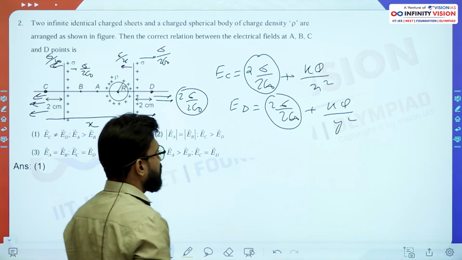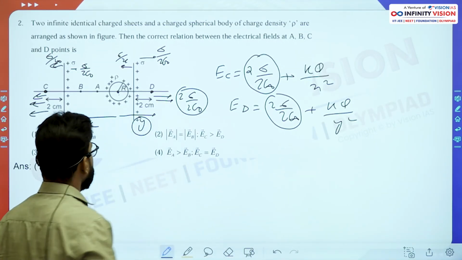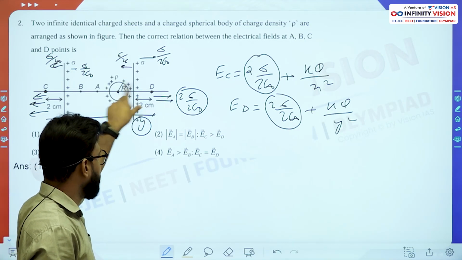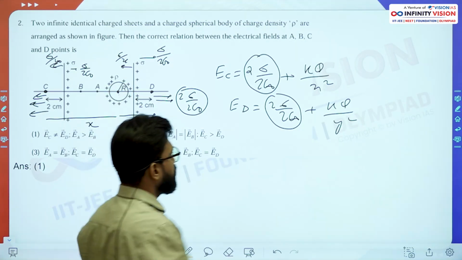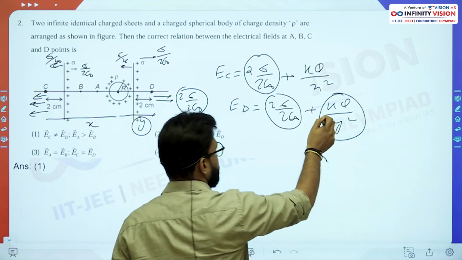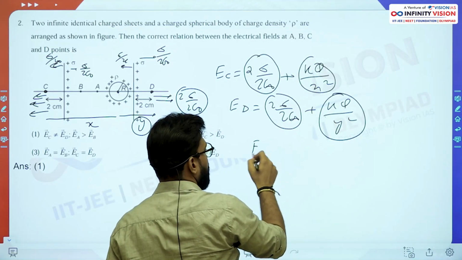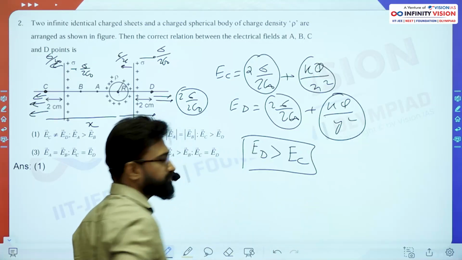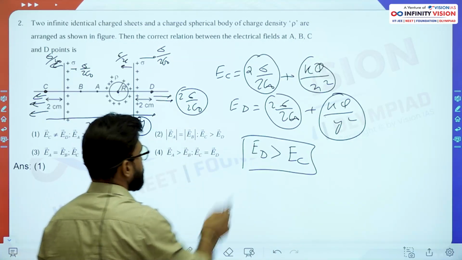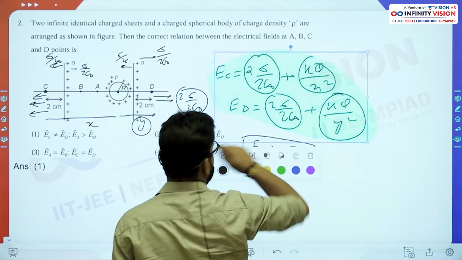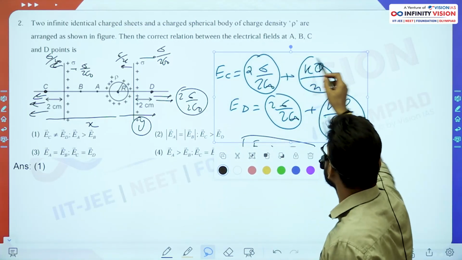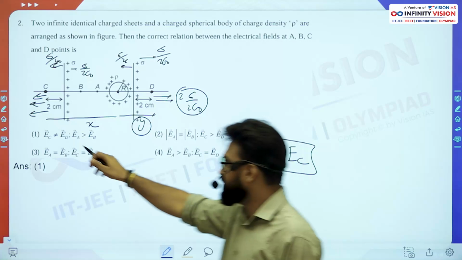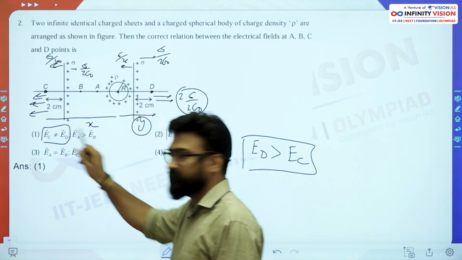So kq by r square, this distance is less. Less distance means the electric field because of this would be high, so this would be higher than this. That means the electric field at D is greater than the electric field at C. That means the electric field at C is not equal to the electric field at D.